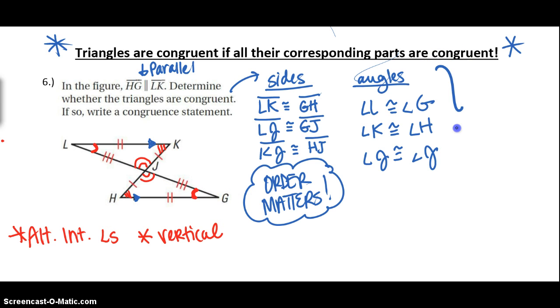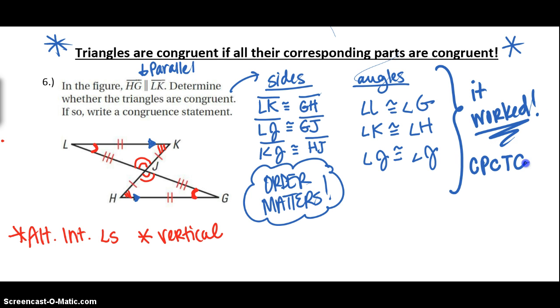Now here's the deal. This worked, right? All of this stuff is corresponding. All the corresponding parts are congruent. I call this CPCTC. Okay, we talk more about this later, but you call it CPCTC. Okay, just try to remember those letters for now. Corresponding parts of congruent triangles are congruent, okay?